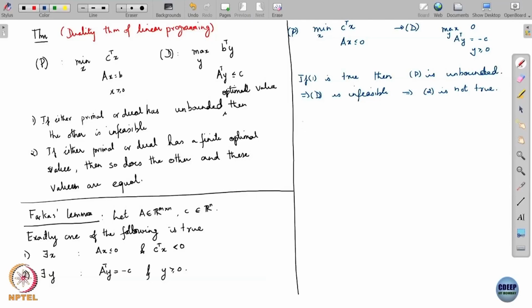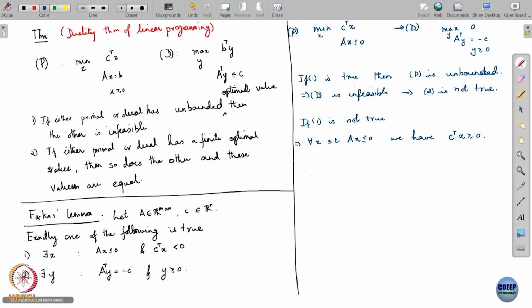Now, let's assume 1 is not true. What is the negation of 1? If 1 is not true, it means for all x such that Ax is less than or equal to 0, we have c transpose x greater than or equal to 0. So, for all x such that Ax is less than or equal to 0, c transpose x is greater than or equal to 0. That would be the negation of 1, right.